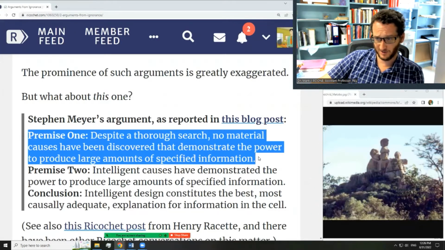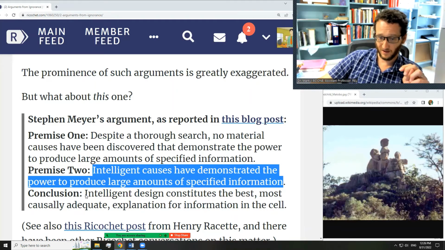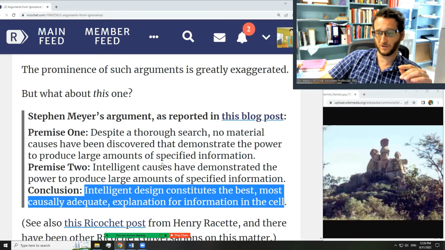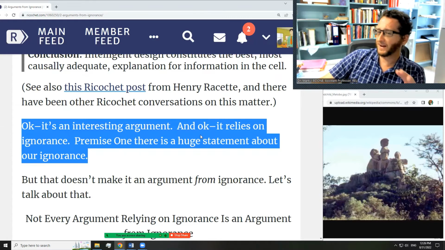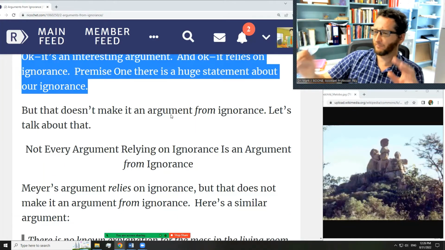As represented on the blog post, his argument is: despite a thorough search, no material causes have been discovered that demonstrate the power to produce large amounts of specified information, like the information in our DNA. Intelligent causes have demonstrated this power. Therefore, intelligent design of our DNA is the best, most causally adequate explanation for the information in the cell, the information in our DNA. Now, this is an interesting argument, and it does actually rely on ignorance. What I want to explain here is it's not an argument from ignorance just because it relies on ignorance. It's not from ignorance, but it relies on ignorance in one particular sense, which we must explain.